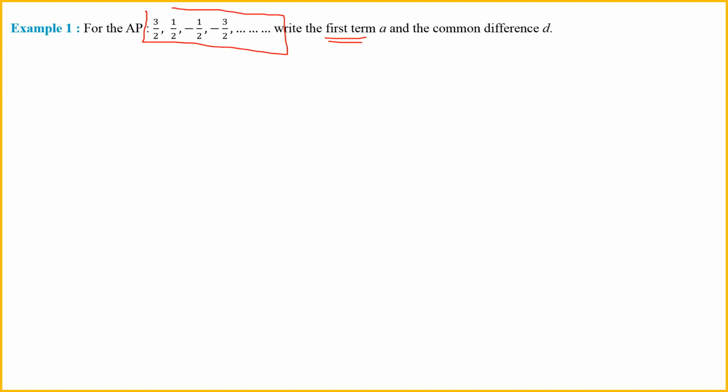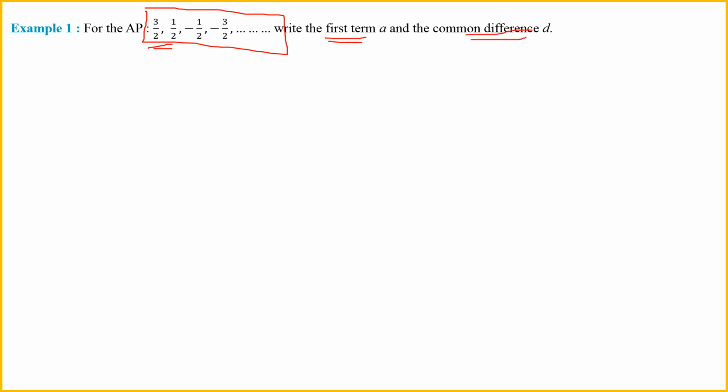Okay, now let's start with the question from your textbook. It's like example 1: AP 3 by 2, 1 by 2, minus 1 by 2, minus 3 by 2. Write the first term a and the common difference. Yes, the first term, as we know, in the arithmetic progression, the initial term is the first term. So the value of a is 3 by 2.